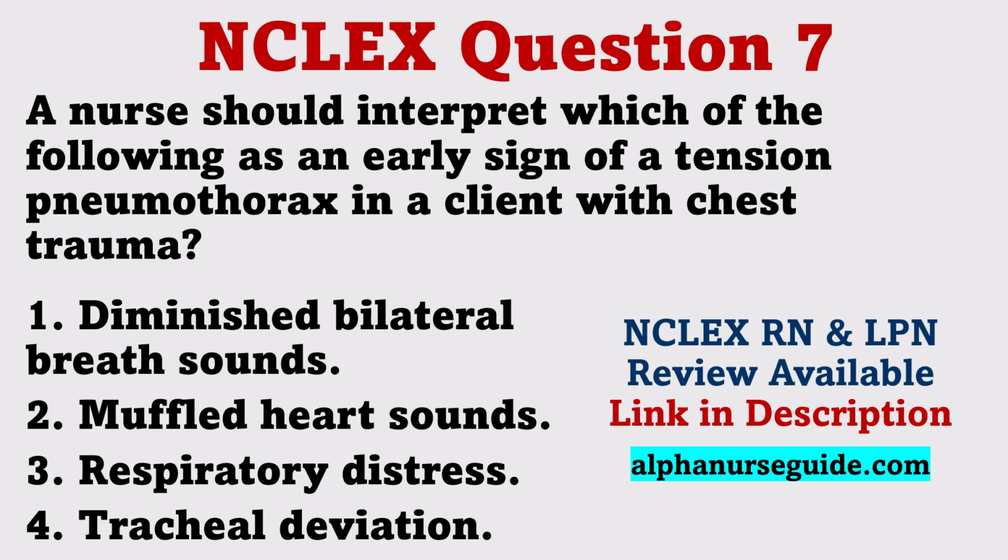The correct answer is 3. Respiratory distress or arrest is a universal finding of a tension pneumothorax. Unilateral, diminished, or absent breath sounds is a common finding. Tracheal deviation is an inconsistent and late finding. Muffled heart sounds are suggestive of pericardial tamponade.